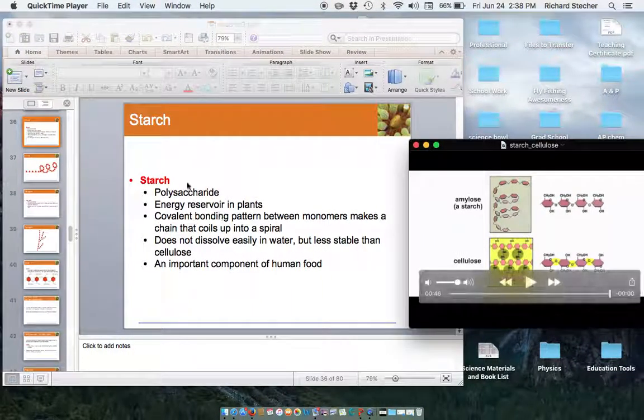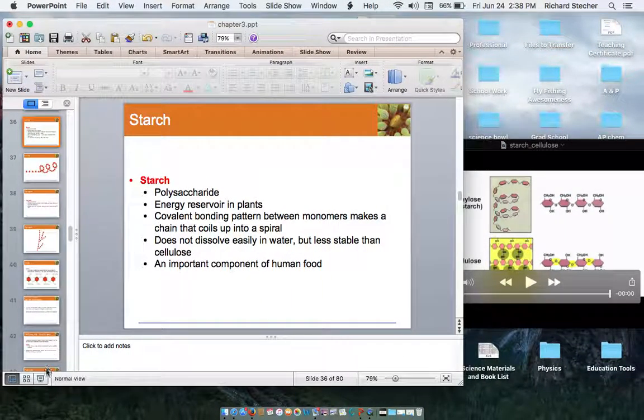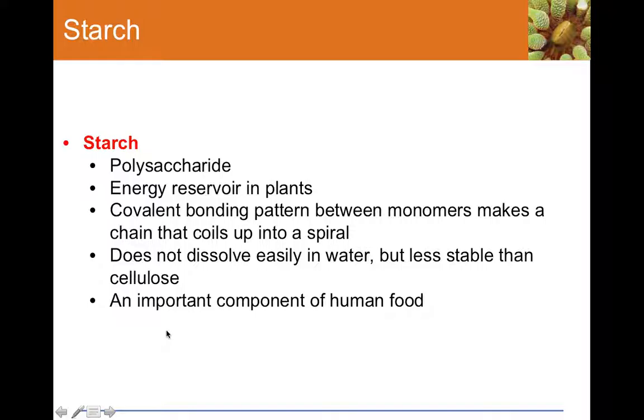There you have it. So, some differences between starch and cellulose. One thing that I don't want you to confuse: the video called them oligosaccharides. Your book's calling them polysaccharides. So let's stick with poly. Cellulose is pretty long. I'm pretty sure it's polysaccharides. So let's stick with that.